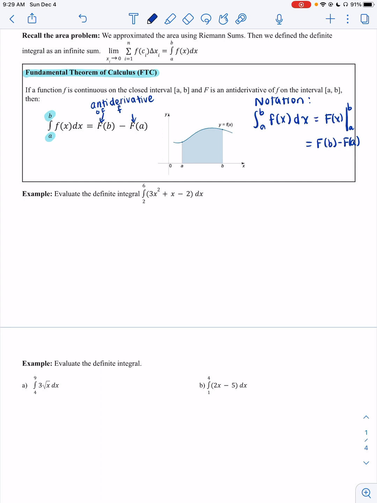So at first this might feel a little confusing, but it'll make sense. And we use this all the time. It's literally the fundamental theorem of calculus, so it comes up a lot, and we want to get very, very comfortable with it.